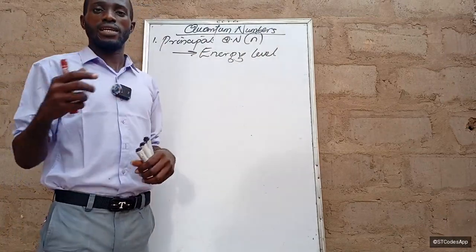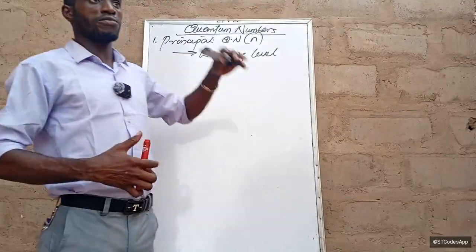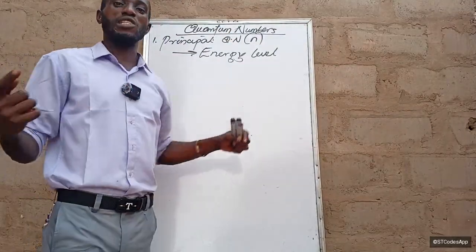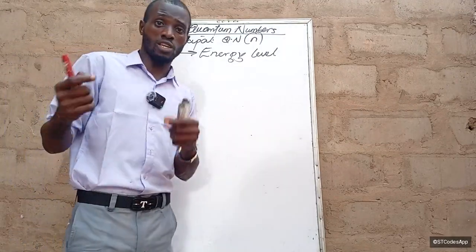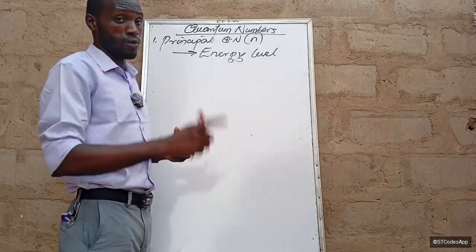For our 118 elements, there are basically 7 energy levels. We call them shells: K, L, M, N, O, P, Q shells. Exactly. The first shell, K, has energy level 1.